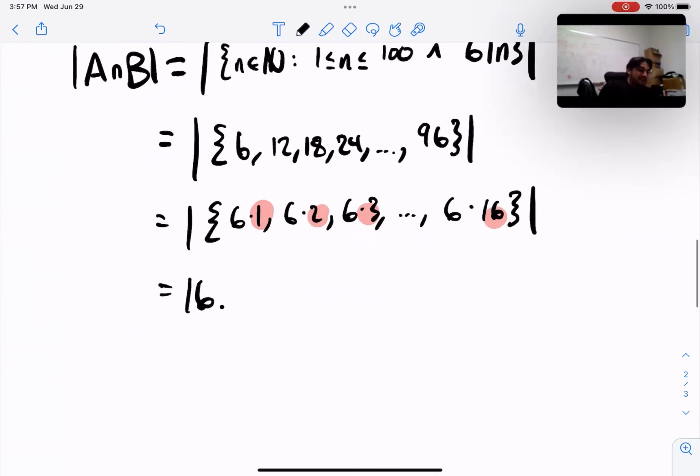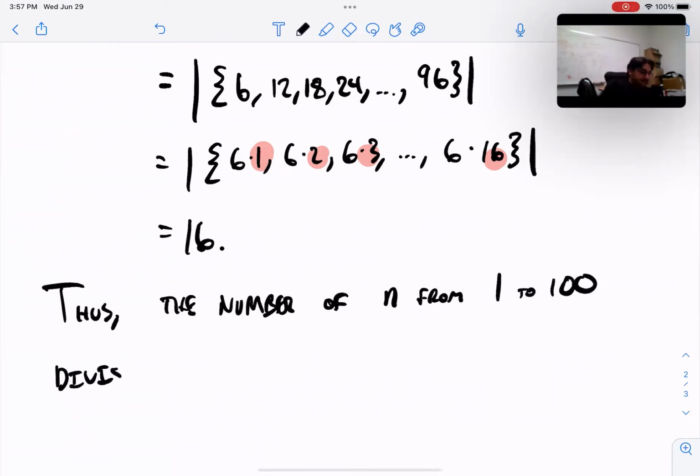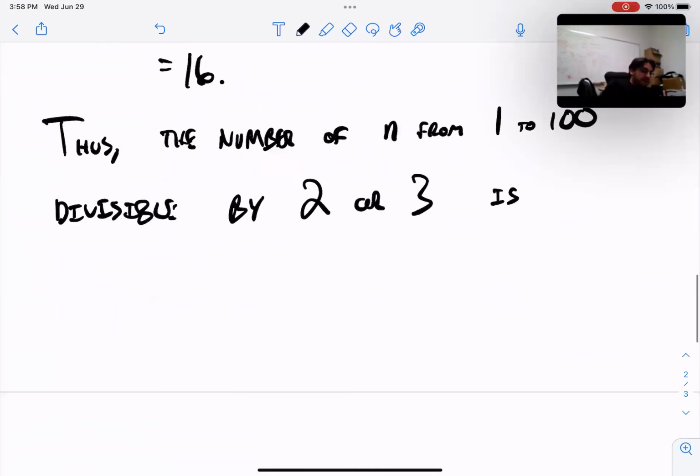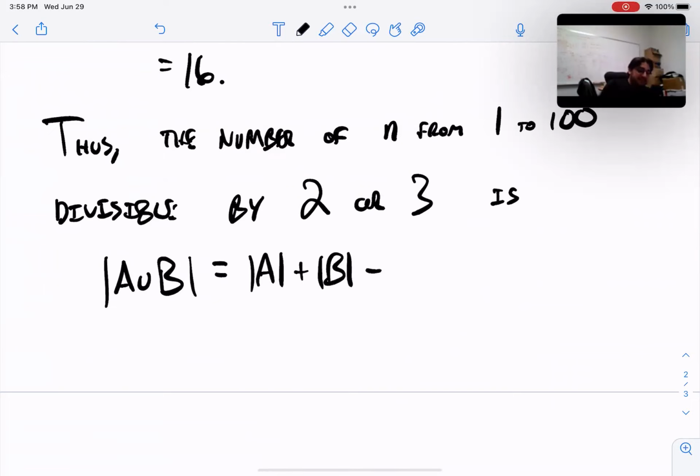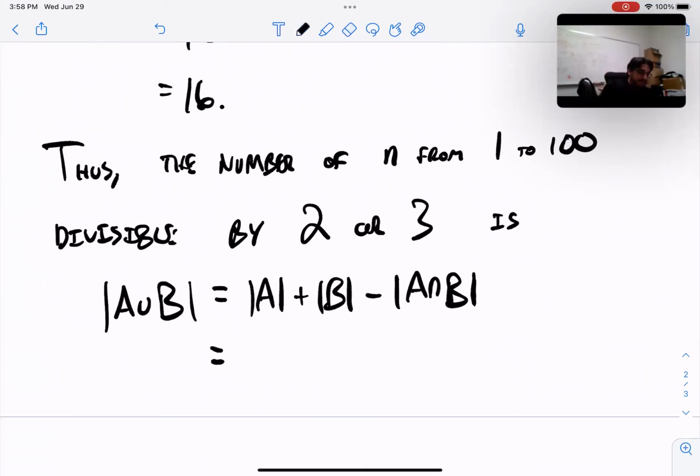So now I can do the principle of inclusion-exclusion, right? So thus I can say the number of n from 1 to 100 divisible by 2 or 3. That number is what? It's the size of A union B, which by inclusion-exclusion is size of A plus size of B minus the size of A intersect B, which becomes what? Size of A is 50, size of B is 33, minus the intersection, right, which is 16.